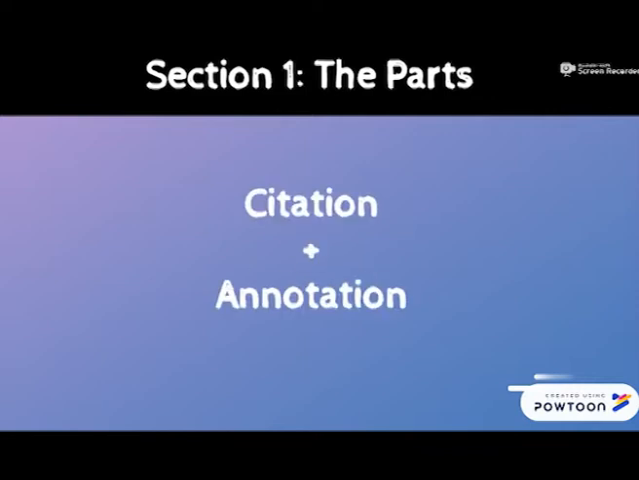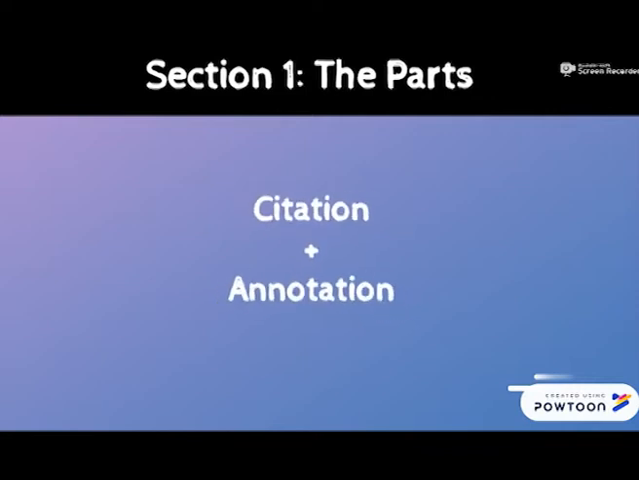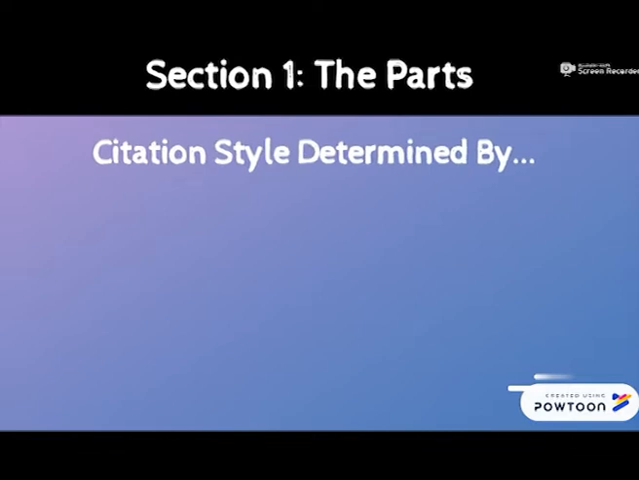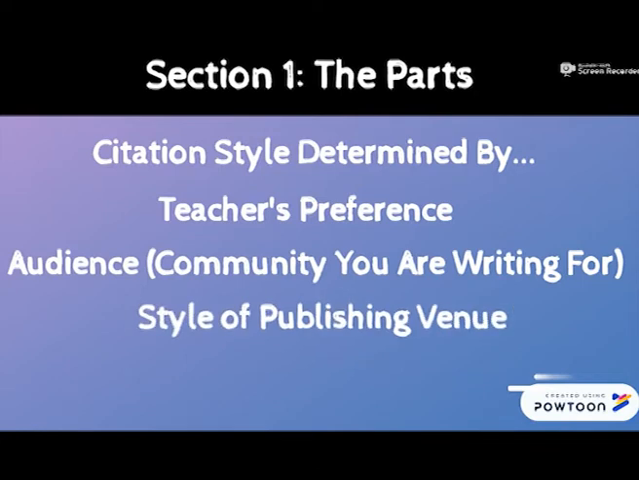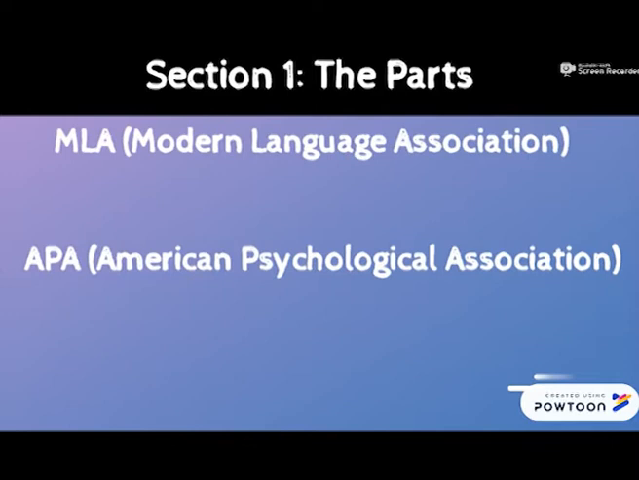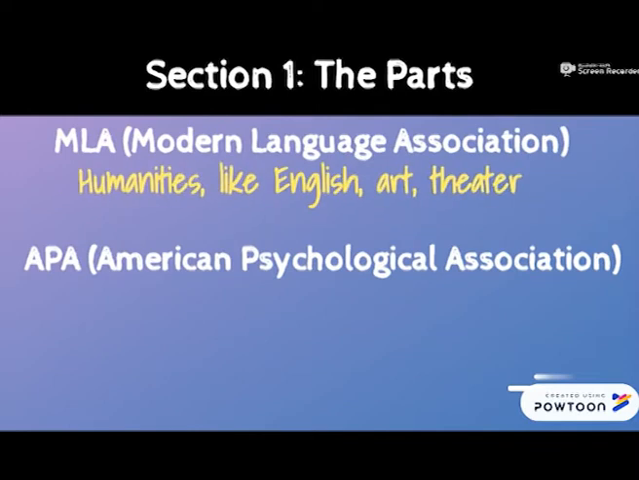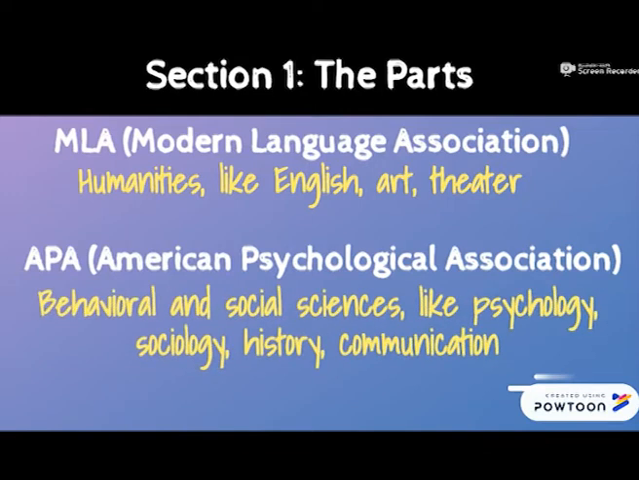Annotated bibliographies consist of two parts, a citation and an annotation. The citation should be in a particular citation style. Choosing which citation style to use can be tricky. Often, citation styles relate to your reader, whether that means you're considering your teacher's preferences, the community you are writing for, or where you plan to ultimately publish this work. Today, we will be focusing on two citation styles, MLA and APA. MLA is commonly used by certain communities in the humanities, and APA is commonly used by communities across the social sciences.